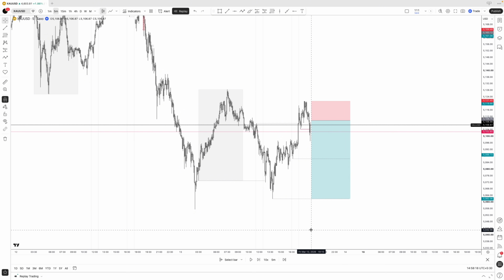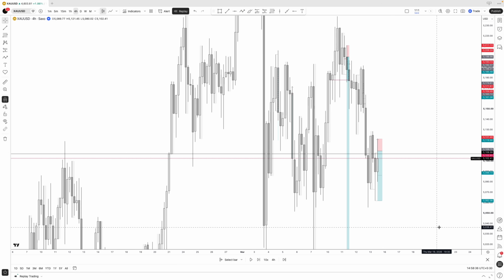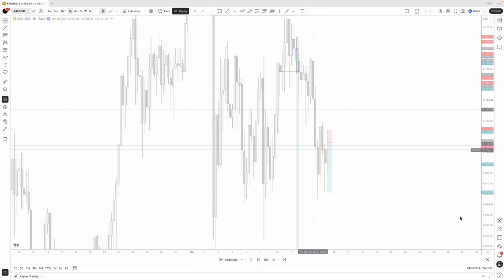So let's see what happens. We are currently in the trade. The limit is now activated and price is moving lower. We also have a new 4-hour candle. So we see a rejection of this 4-hour open close level, and we go to the 1-hour time frame.